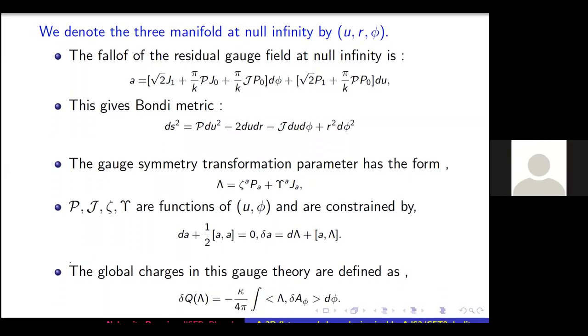Is there a way to get BMS at time-like infinity in three dimensions using this approach? Is there a sensible notion, you think, of BMS? I think it should be possible.